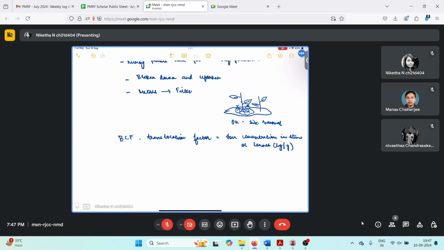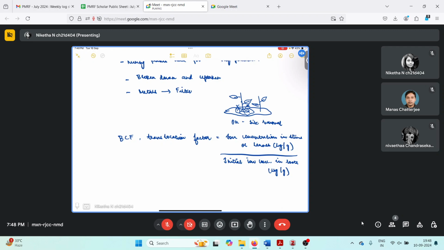So here the mass of the metal is given in terms of micrograms, and the mass of the stem or the leaves is given in terms of grams. So this will be divided by the initial ion concentration in the roots. Initial ion concentration in the solution. Roots. So again, this will also be given in terms of micrograms per gram.